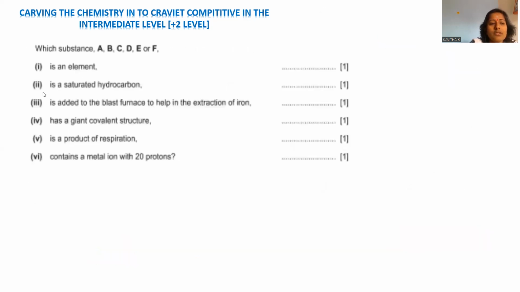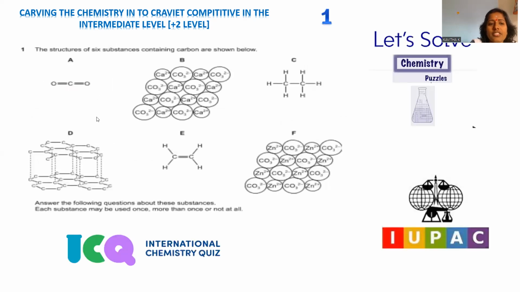Let's go with question number 2. Dash is a saturated hydrocarbon. We have to read the question carefully before answering, because saturated is one condition and hydrocarbon is another condition. Saturation means any compound made up of single bonds or sigma bonds is called saturated. Compounds containing pi bonds are called unsaturated. That may be either double bonded or triple bonded.